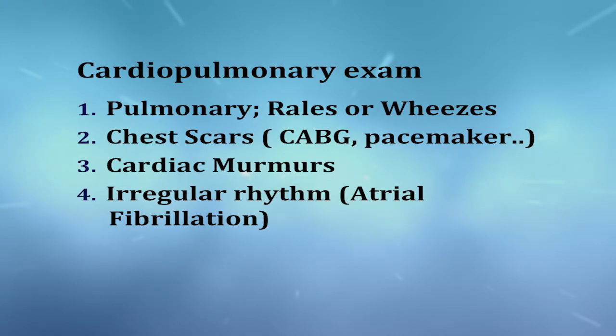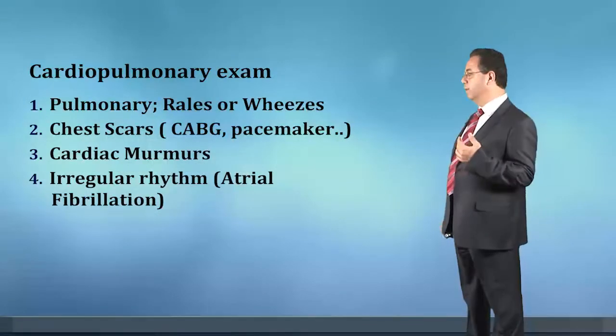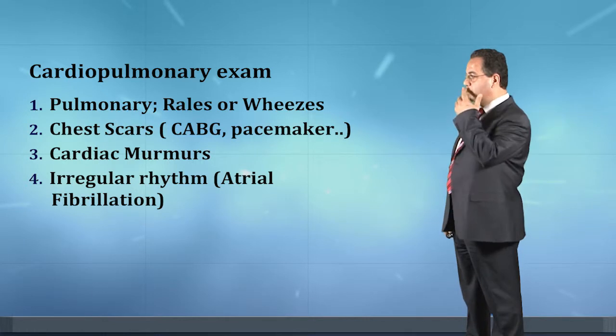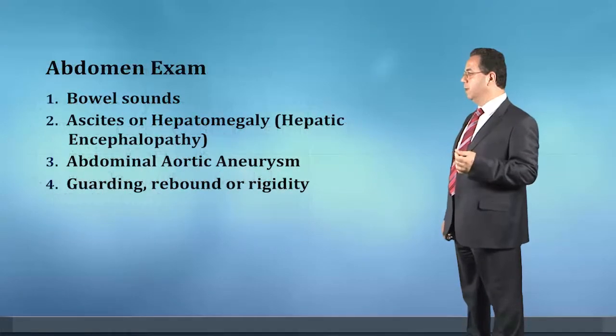You move on then to the cardiopulmonary exam, a quick one. Check the lungs, check for any rales or wheezes, check the chest for any scars of CABG or a pacemaker, cardiac murmurs, any irregular rhythm suggesting atrial fibrillation, possibly with embolic stroke as a presentation.